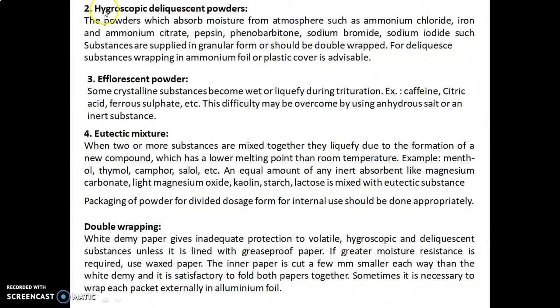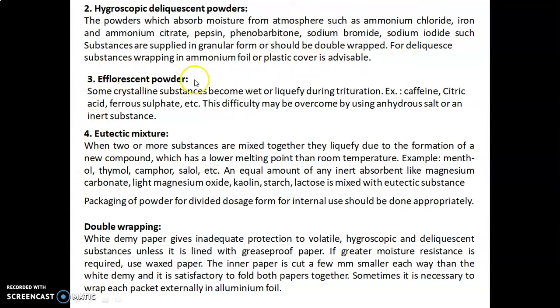Then second one, for hygroscopic and deliquescent powder, the powder which absorbs the moisture from the atmosphere such as ammonium chloride, iron and ammonium citrate, pepsin, phenobarbitone, sodium bromide, sodium iodide. Such substances are supplied in the granular form or should be double wrapped. For deliquescent substances, wrapping in aluminium foil or plastic cover is advisable.